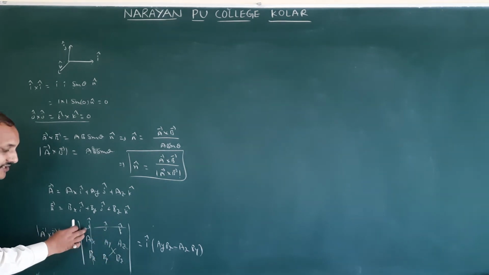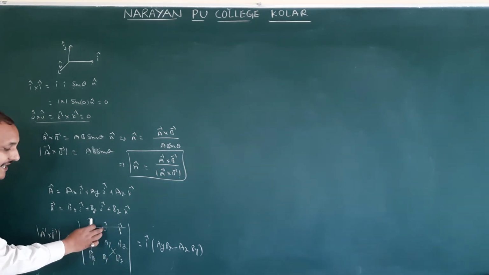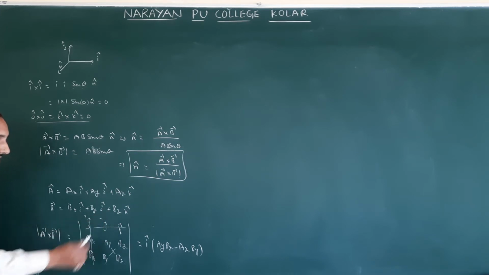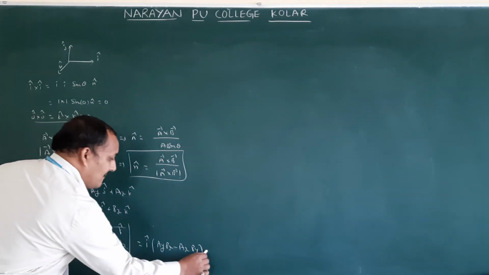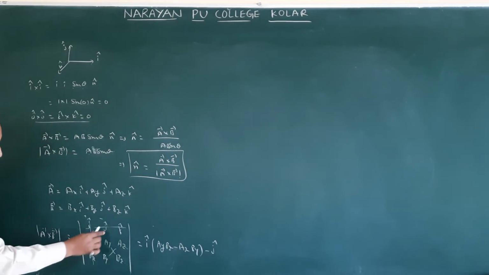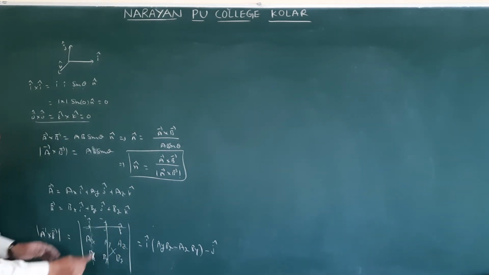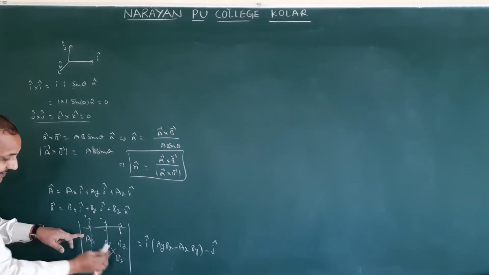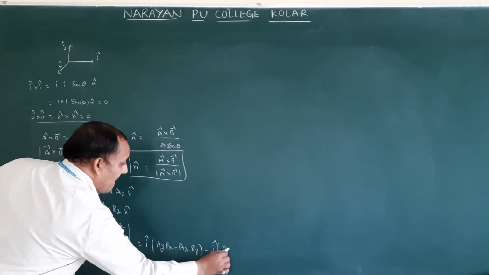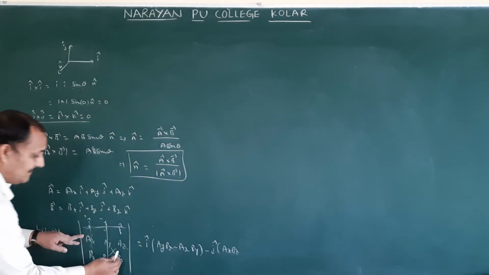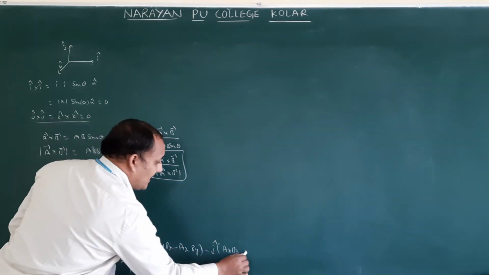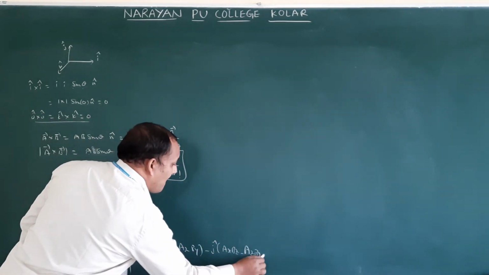After completing I cap, next we should do J cap. If you took plus for this one, you should take minus for this one. Minus J cap. Now we close this row and this column, so now we multiply these two: AX BZ minus AZ BX.